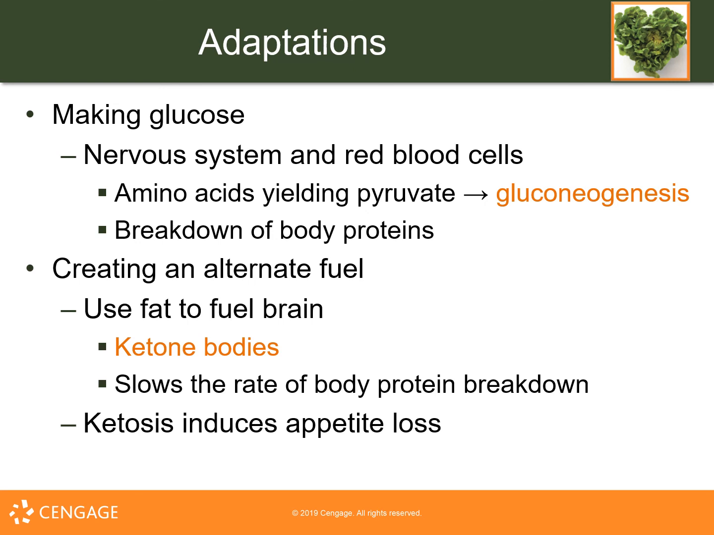As fasting continues, the body adapts and produces an alternate energy source from fatty acids called ketone bodies. These ketone bodies help meet most of the brain and nervous system's energy needs after about 10 days of fasting. While some areas of the brain still require glucose, this does slow down the rate of protein breakdown. Ketosis, which is the undesirably high concentration of ketones in blood and urine, induces appetite loss.